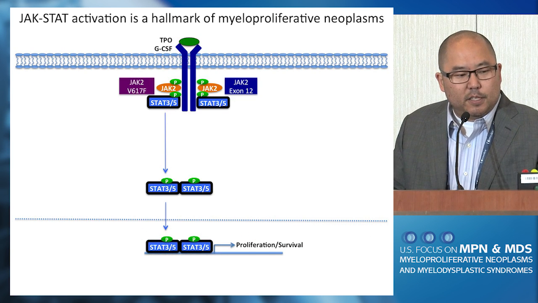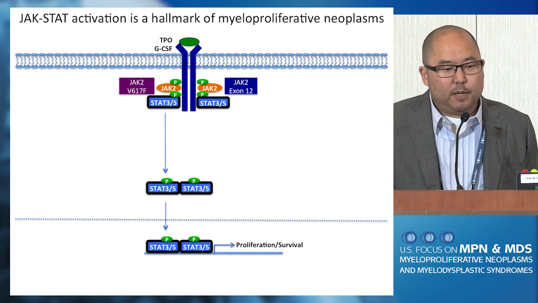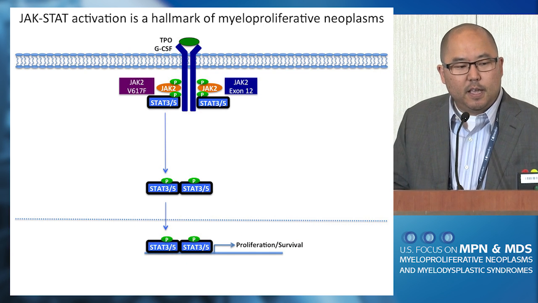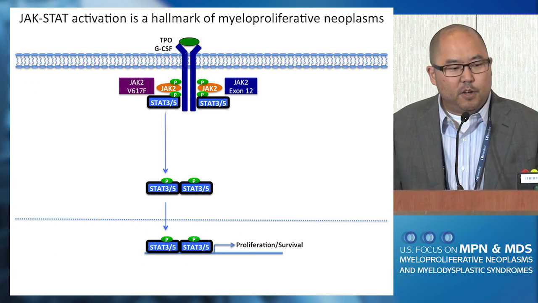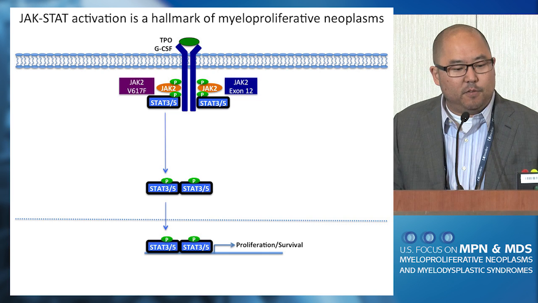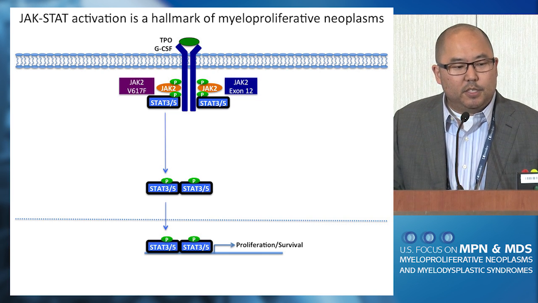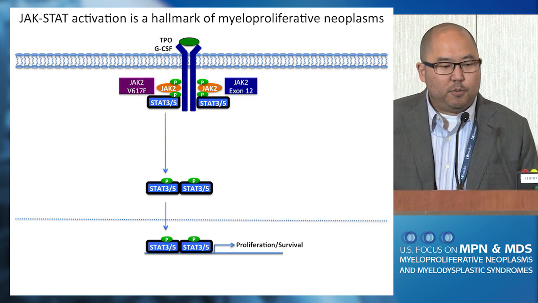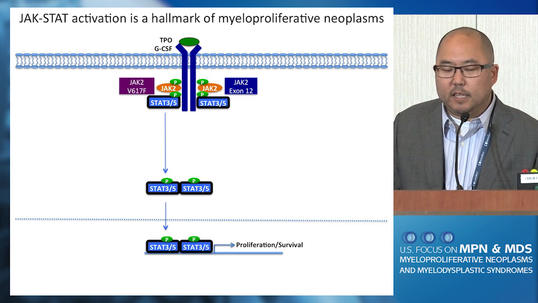So I've talked so far about the JAK2 mutation. We know it's highly prevalent in the different MPNs, but is that the only mutation? We know that certainly is not the case. Within the JAK-STAT axis, in addition to the JAK2 V617F mutation, there's a separate group of mutations in exon 12 of JAK2, which are very rare but are known to be present in selected patients with polycythemia vera.